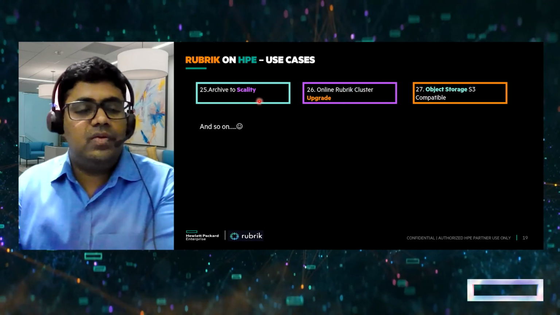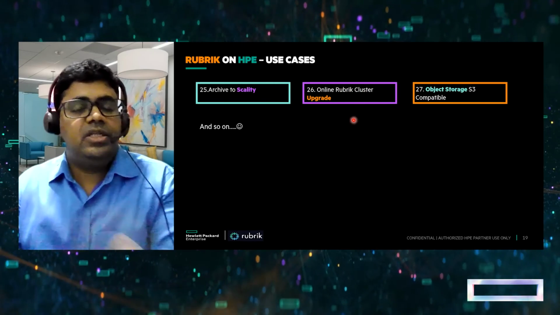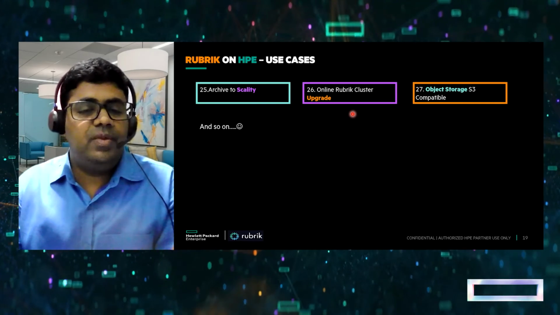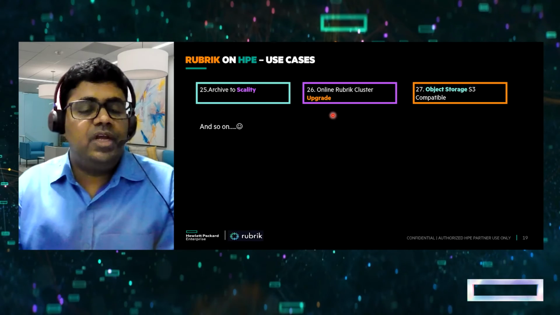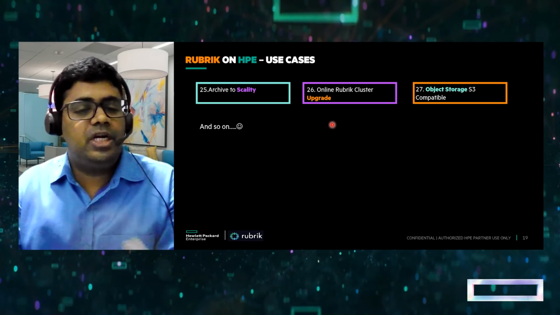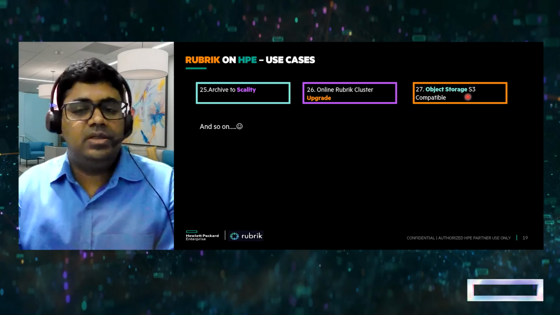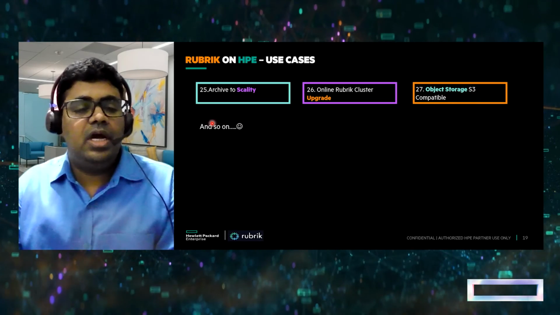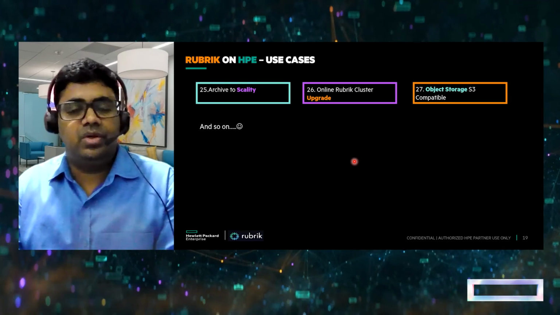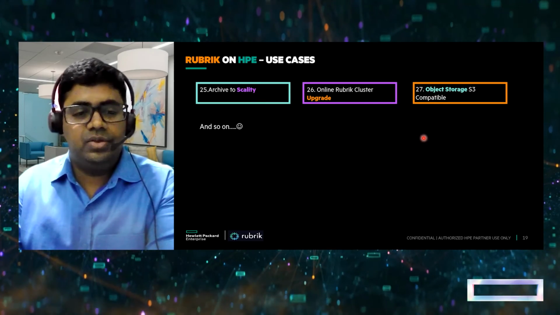Additional use cases are archive to Scality and online Rubrik cluster upgrade. As I mentioned, the minimum is one node and the recommendation is three nodes. When we plan to upgrade our Rubrik cluster, we can upgrade in a sequential manner. When we are doing a one node upgrade, there will be no impact to your existing production. Okay, and object storage is S3 compatible, Simple Storage Service compatible. Not only limited to these 27 use cases, there are some additional use cases and so on. Okay, in the interest of time, I'm just covering up to the 27 use cases.